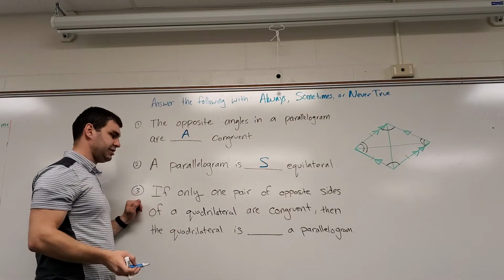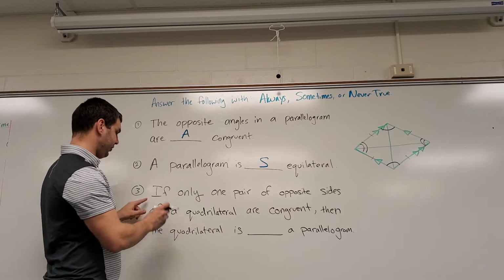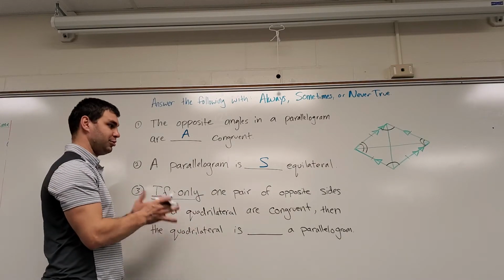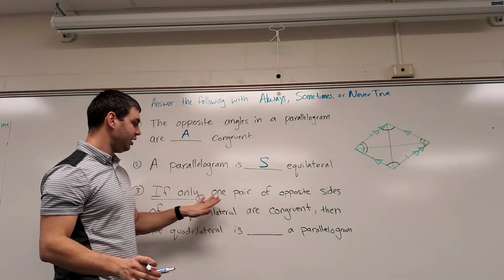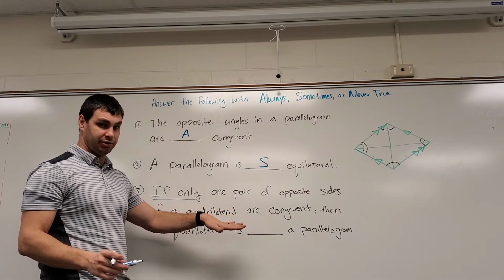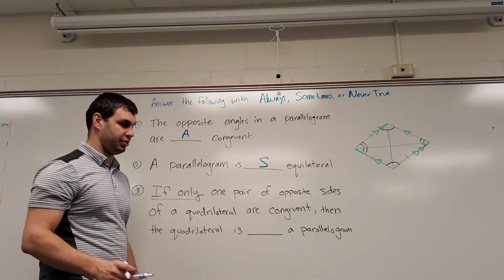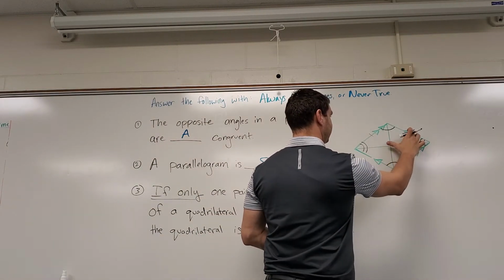Okay, then the last one says, if only one pair, that should be our first hint right there. If ever it asks you if only, it's kind of limiting you. We might be thinking this might not happen. So let's see here. If only one pair of opposite sides of a quadrilateral are congruent, then the quadrilateral is blank a parallelogram.